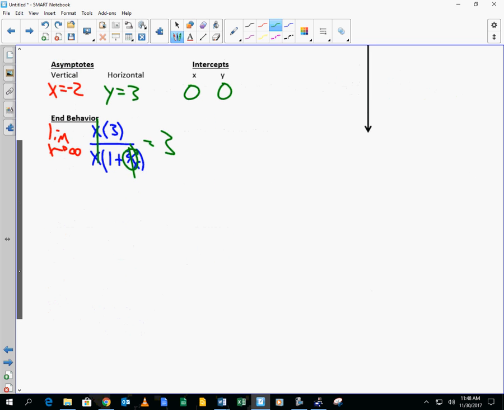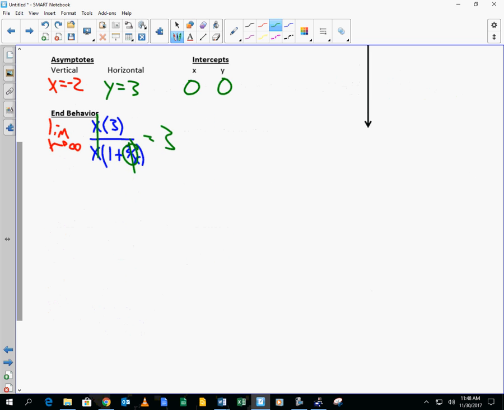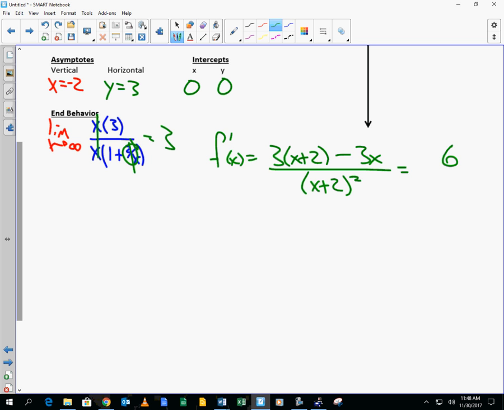I need to take the derivative. What do I do? Quotient rule: derivative of the top, 3, times x plus 2, minus 3x, over x plus 2 squared. What happens at the top? The 3x is canceled. I'm left with 6.